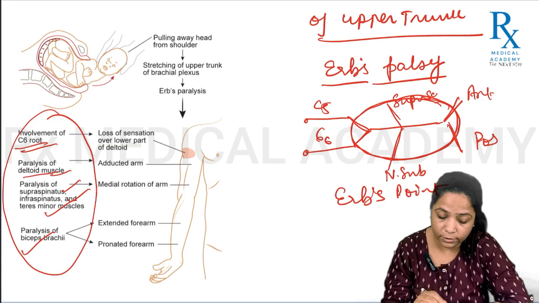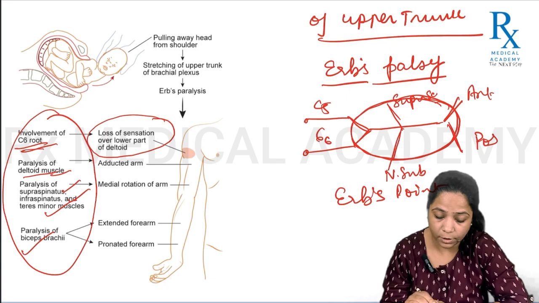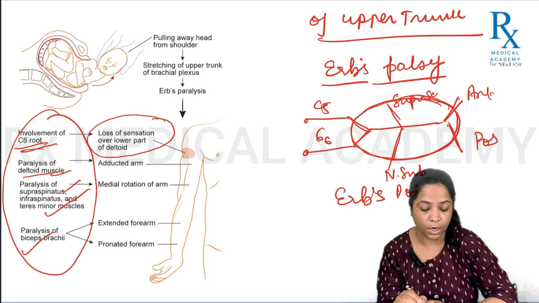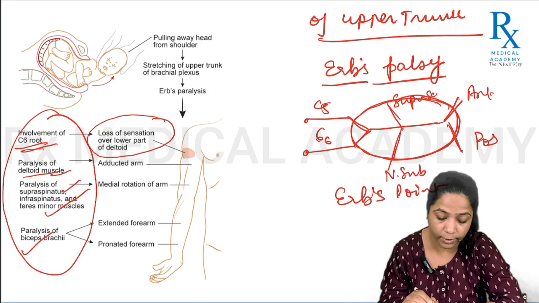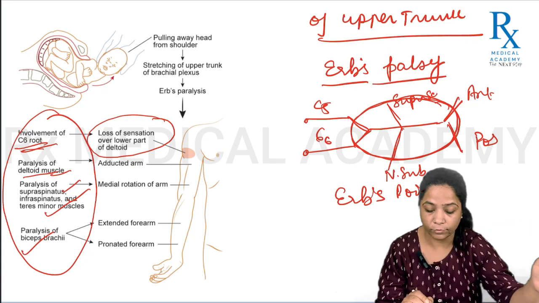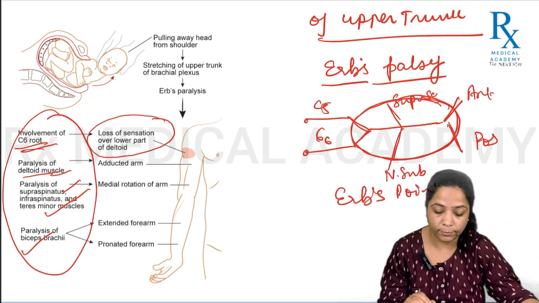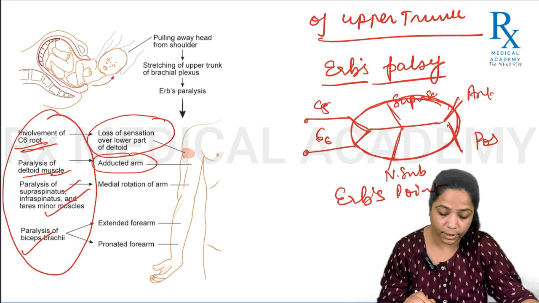So there is involvement of the C6 root. You will find the patient will present with a loss of sensation over the lower part of the deltoid muscle. Then you have the muscle paralysis of the deltoid, because the main function of deltoid is abduction of the shoulder. So you will find the arm will be adducted, because abduction is not possible.